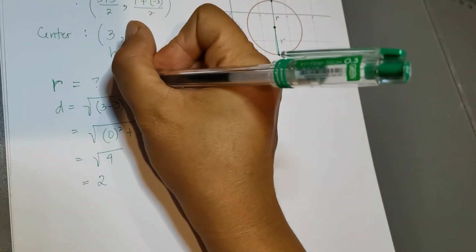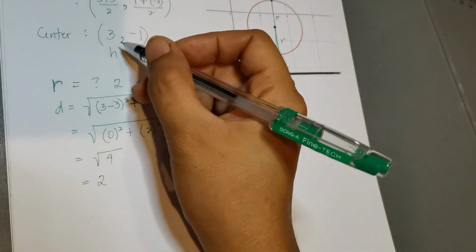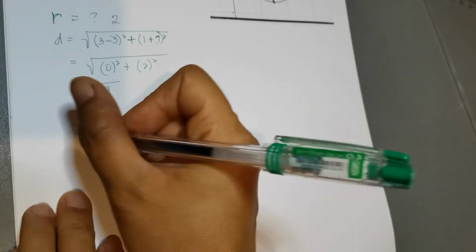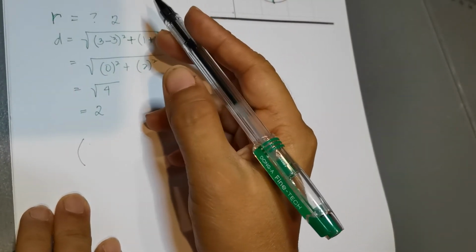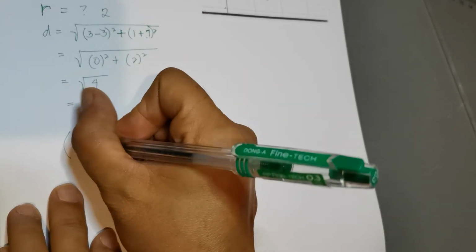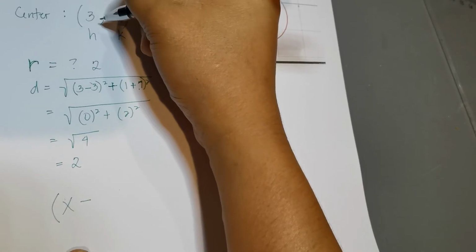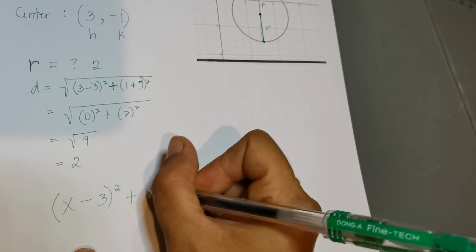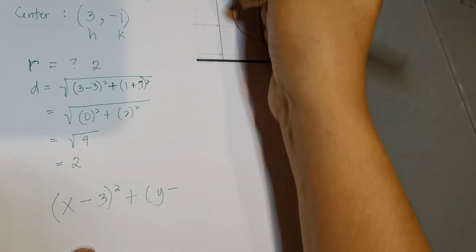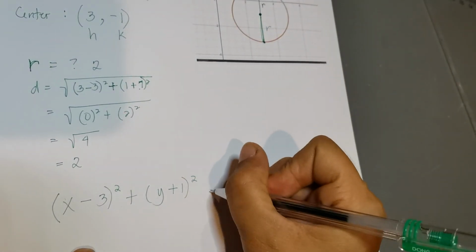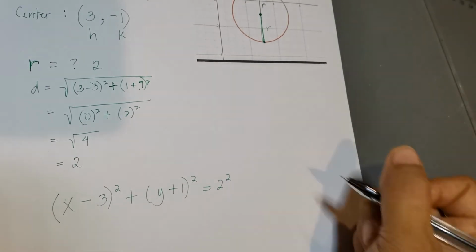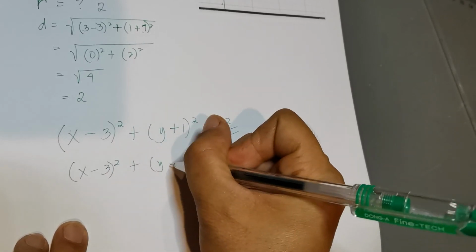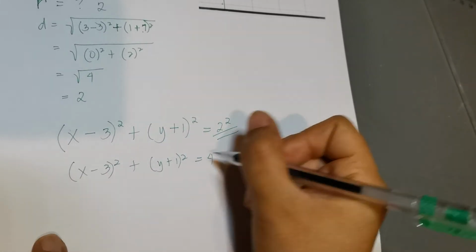And so, this is our radius. Our radius is equal to 2. Our h is equal to 3. And our k is equal to negative 1. Okay? And so, our equation now is x minus 3 quantity squared plus y minus negative 1 quantity squared equals our radius 2 squared. Simplifying, we have x minus 3 quantity squared plus y plus 1 quantity squared equals 4.